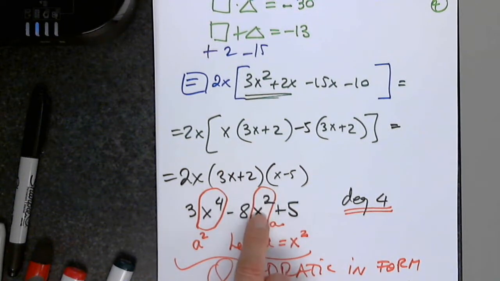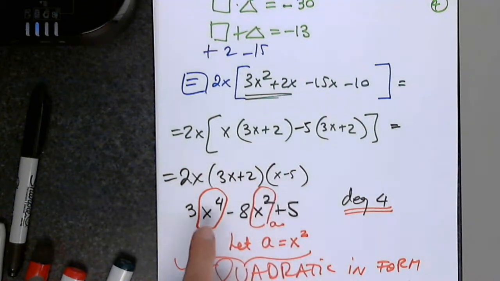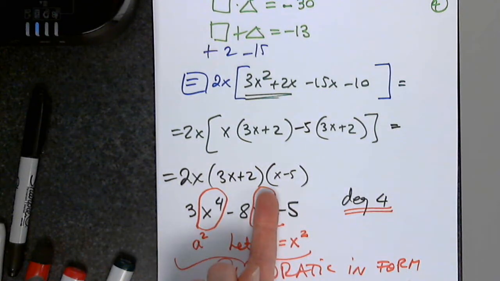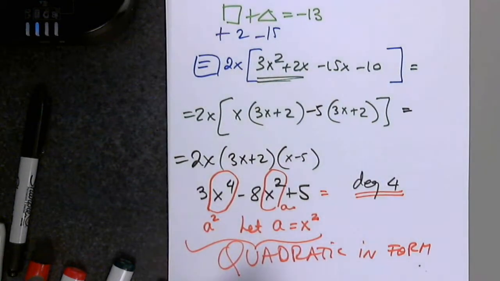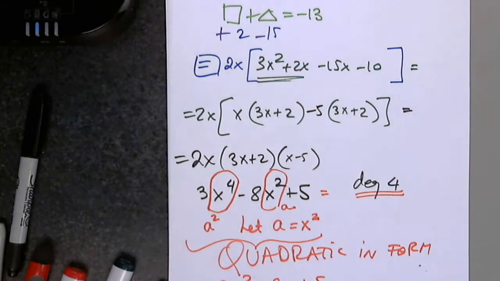I will say, if this is A, is this A squared? Because if you say no, this is not A squared, then it's not quadratic in form, and I cannot proceed the way I would like to. But if this is A, is this A squared? It is. So then the expression becomes 3A squared minus 8A plus 5.